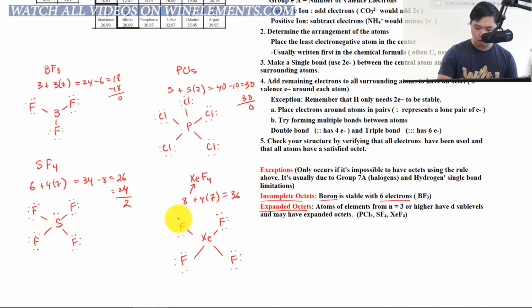We have used 8 for the single bonds, which in this case, 36 minus 8 is 28. So what do we have next? With 28, we put 6 on each one of them. 6 times 4 is equal to 24. So 28 minus 24 gives you 4 left. So guess where the remaining electrons are going to be? In here, on the central atom. And there you go.